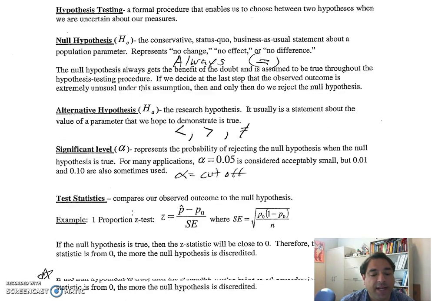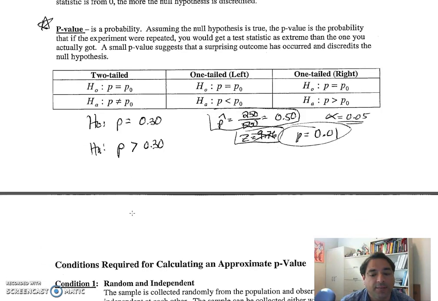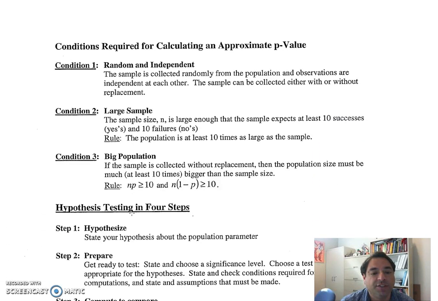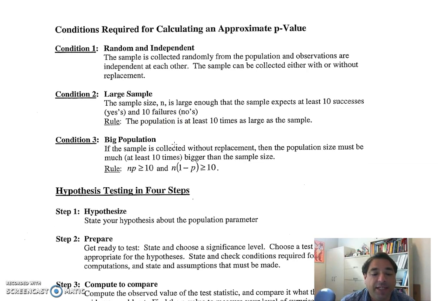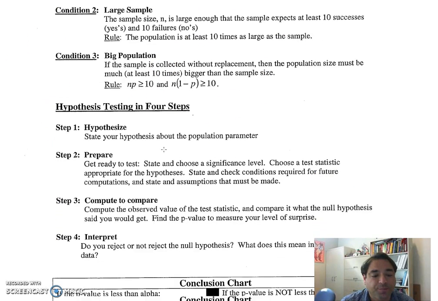So, notice we have some information here. We're going to still do our conditions. Condition 1, is it random and independent? Condition 2, the population has to be greater than 10 times the sample size. Condition 3, n times p greater than or equal to 10, and n times 1 minus p greater than or equal to 10. These are the conditions that have to be met, like we did in Chapter 7.